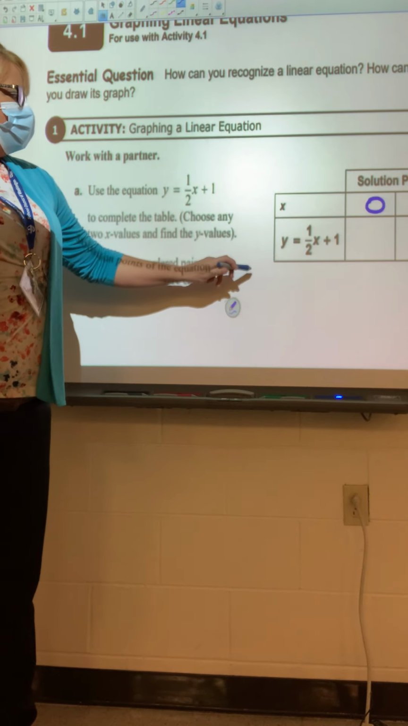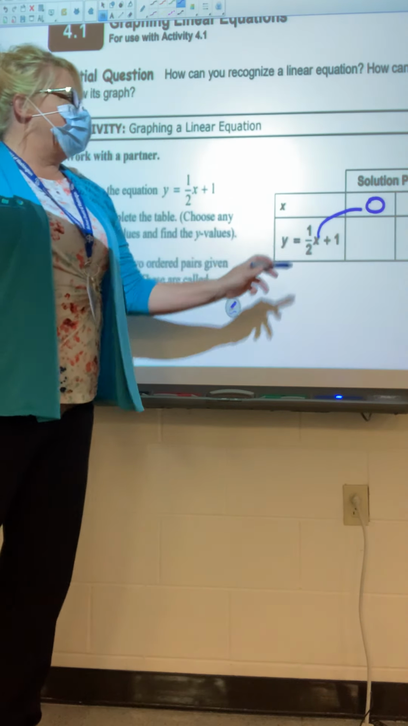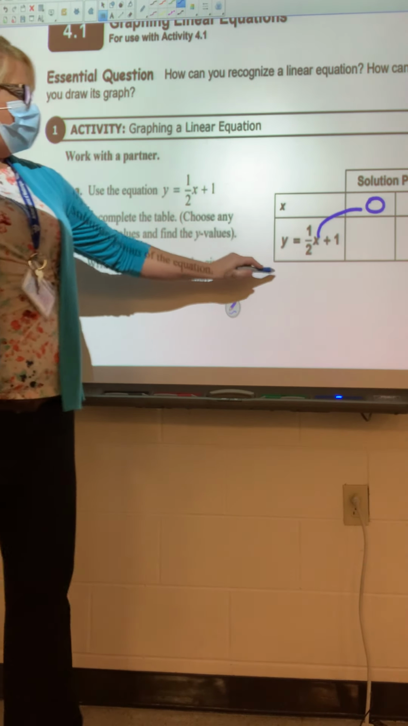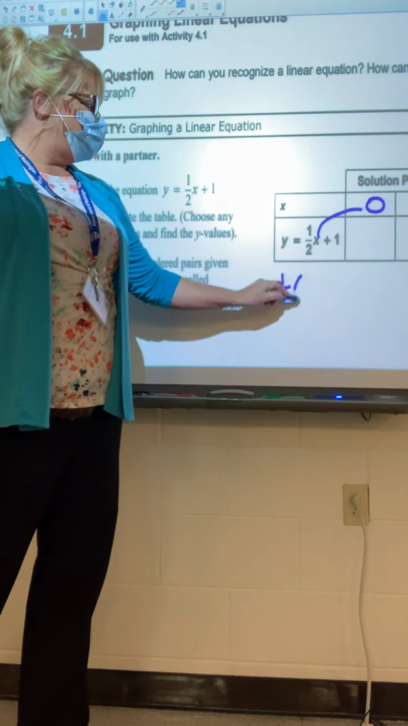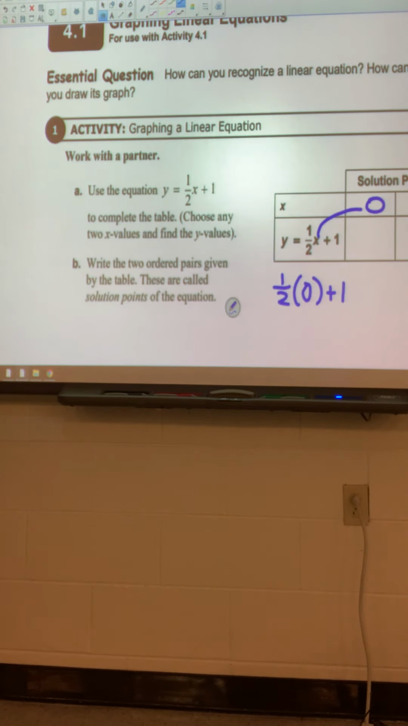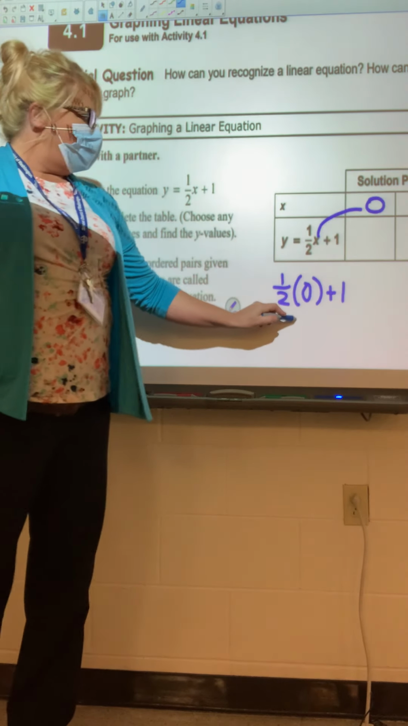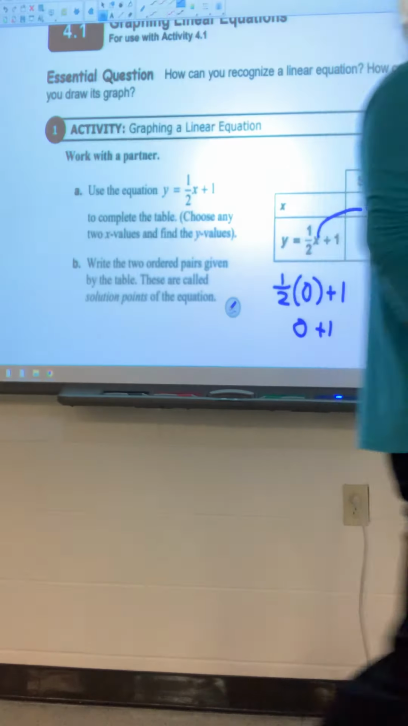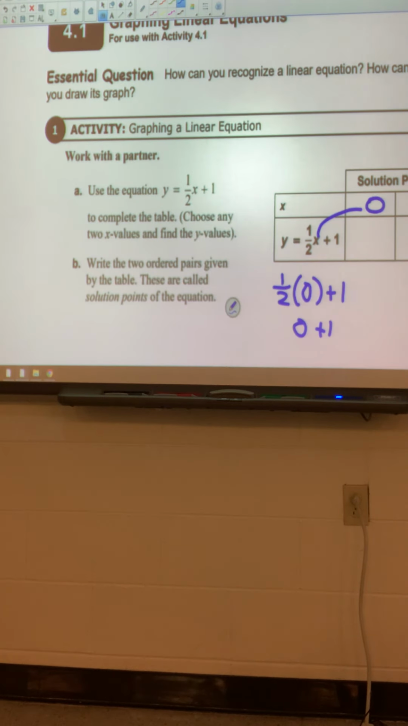All right, so what they want us to do is replace the x with the 0 first. So let's do that. You can do it in a calculator if you need. It's saying take 1/2 times 0 and then plus 1. 1/2 times 0 is just 0. So 0 plus 1, we got what? 1.